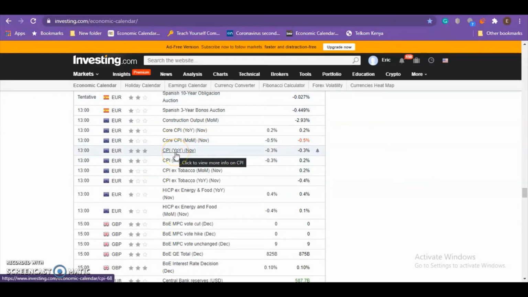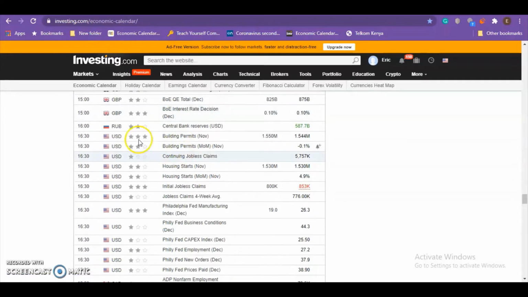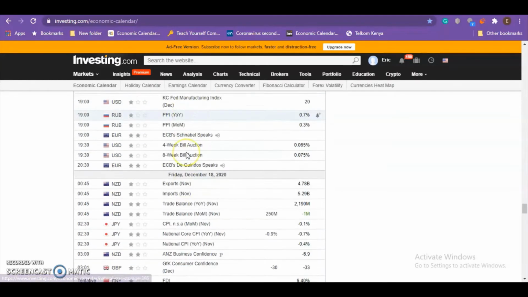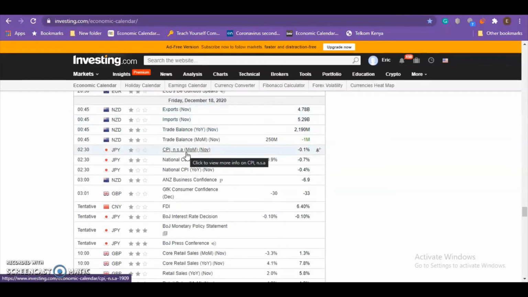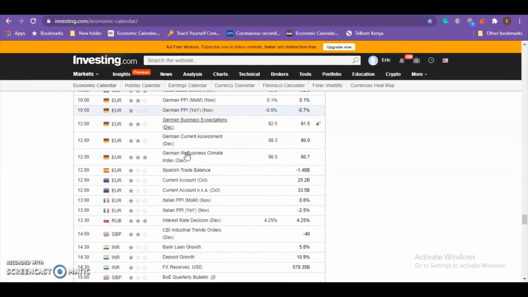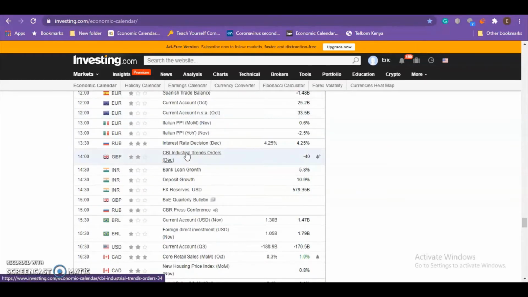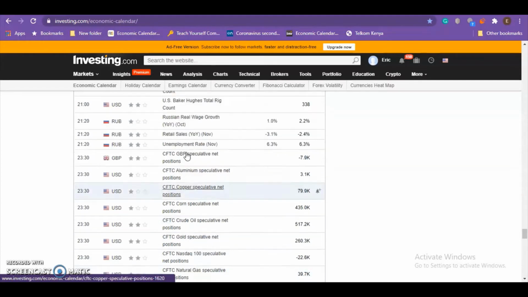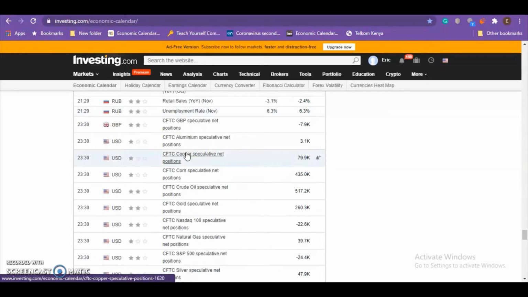We also have a consumer price index for the euro, poised to remain the same. But let's wait and see. Building permits are increasing, so we would expect the dollar to also increase. But let's wait and see how that data pans out. So we are almost done with our economic calendar.